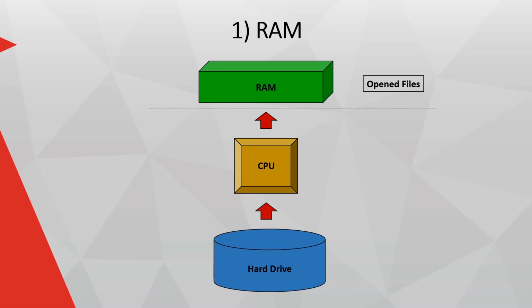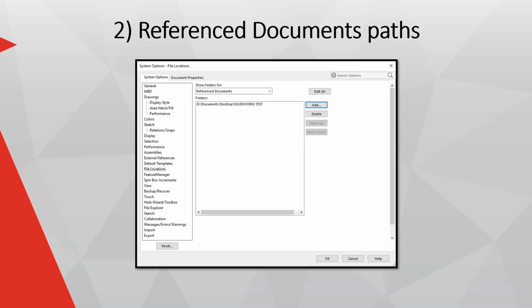Before a file can be opened inside SOLIDWORKS, it first needs to be loaded from the hard drive into RAM. Therefore, the quickest way to find a matching reference would first be to check inside the RAM of your computer. When the files cannot be located in RAM, SOLIDWORKS will start searching your hard drive.